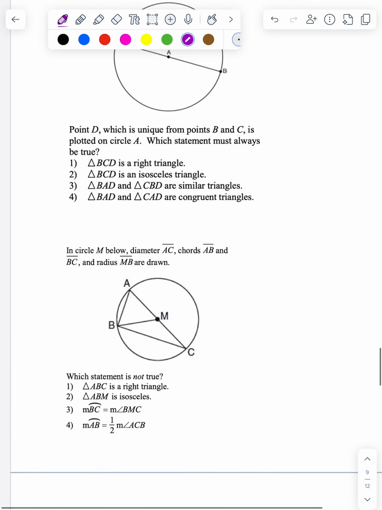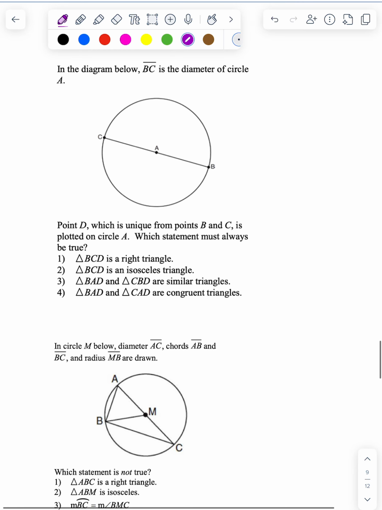We have a couple more examples for this video, 3 more examples. So if we take a look at the first one here, it tells us BC is the diameter of circle A. And it says that point D, which is unique, different from points B and C, is plotted on circle A. So I'm just going to plot it somewhere. It doesn't matter where. Which statement must always be true?